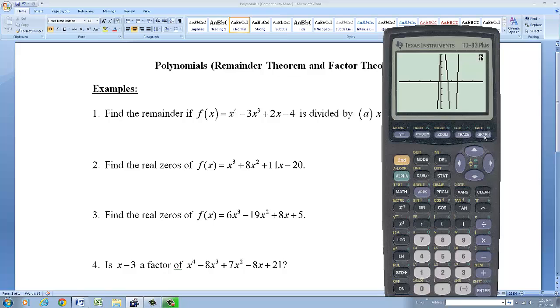Or I should say the table. Okay, so let's look at the negative side there. And remember, you have a 0 when the y component is 0. So I scrolled through that, and it doesn't appear to have any there. Let's go to the positive side.